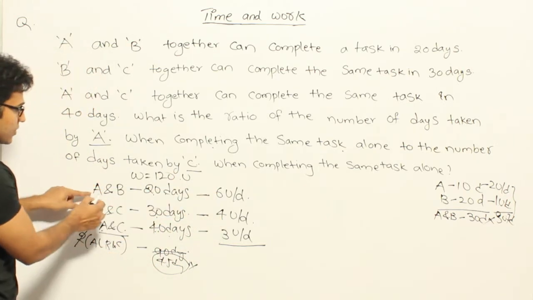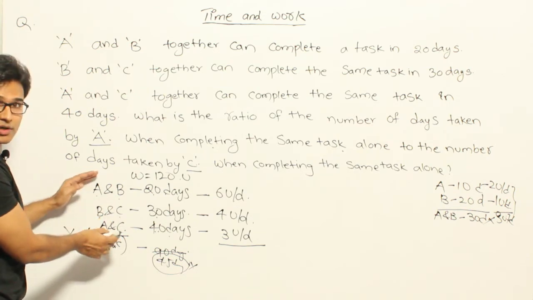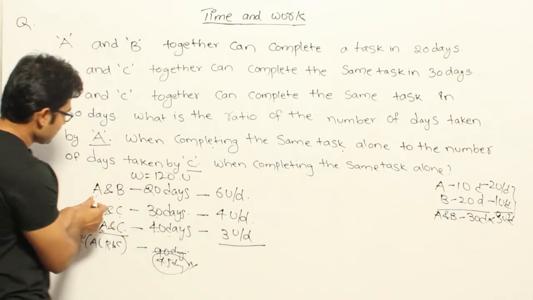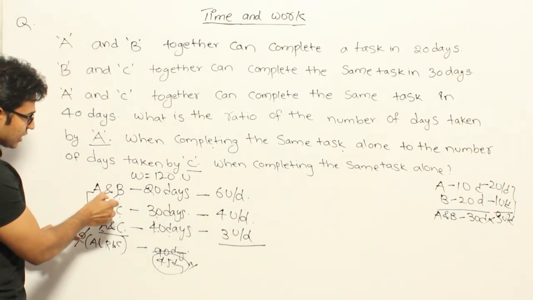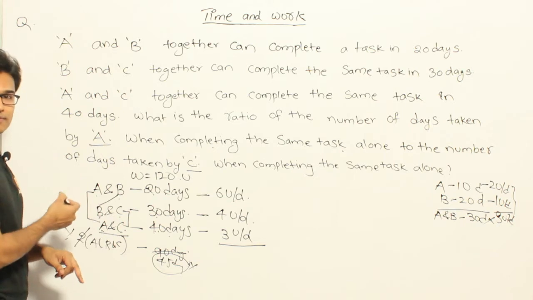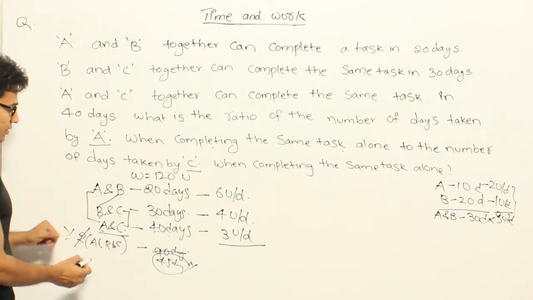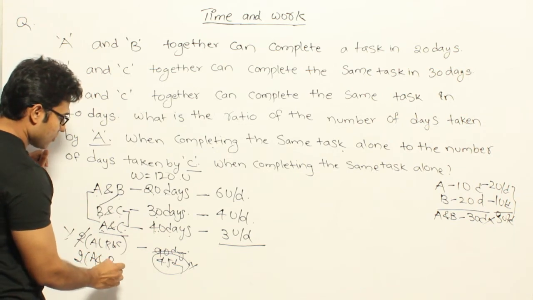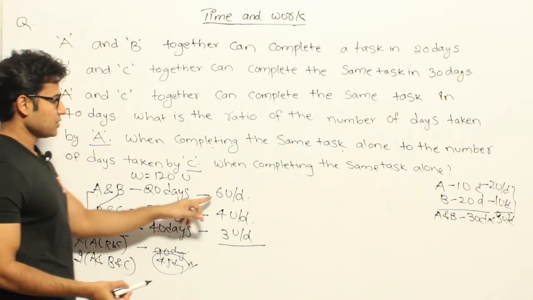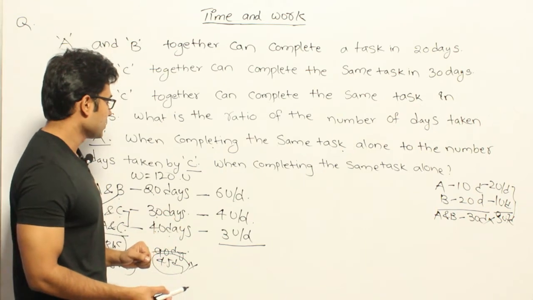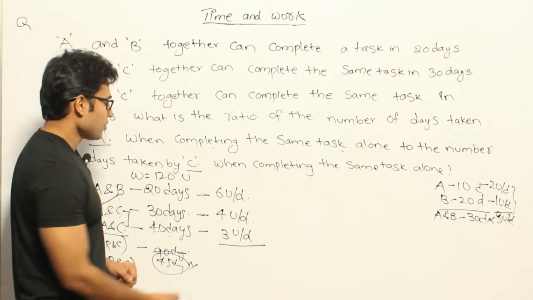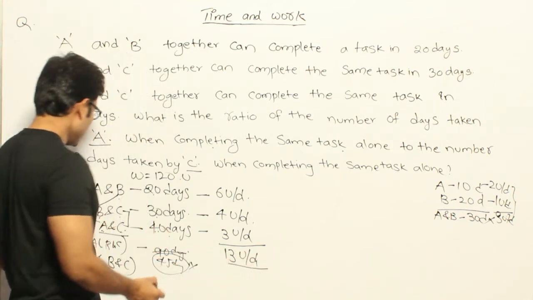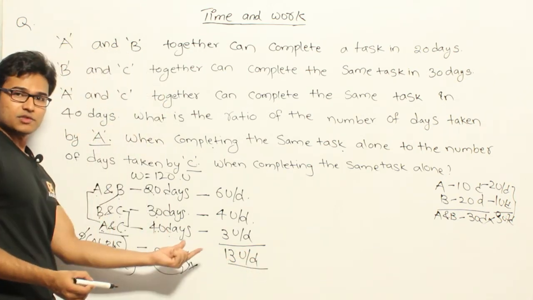Now A and B, B and C, A and C rates are given. If I add them all up, what do you get? 2 times the rate of A, 2 times the rate of B, 2 times the rate of C, isn't it? Therefore I can say that 2 times the rate of A and B and C is equal to 6 plus 4 plus 3. So how much is it? 9 plus 4, 13. 13 units per day. So 2 into A and B and C is 13 units per day.